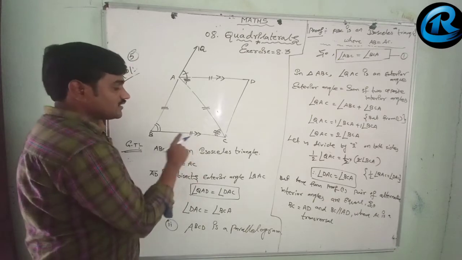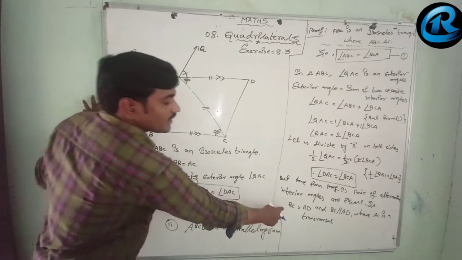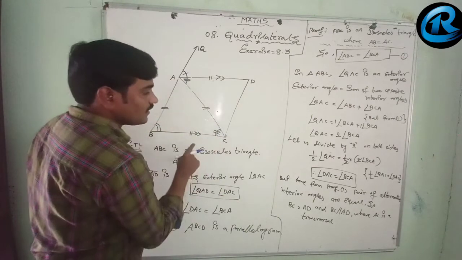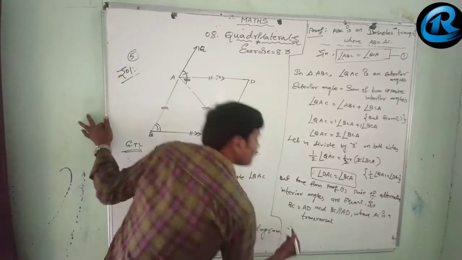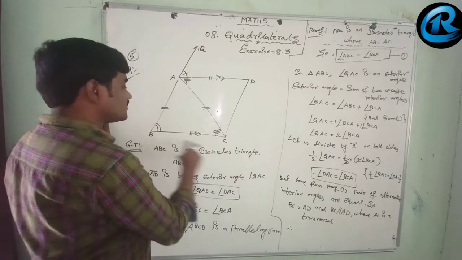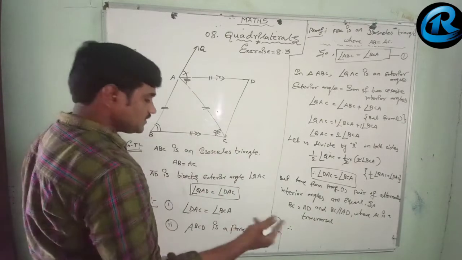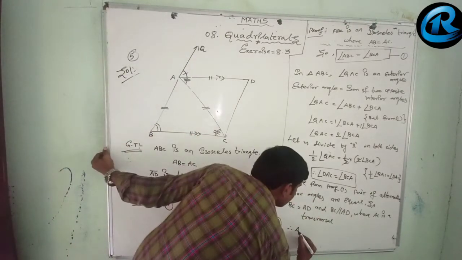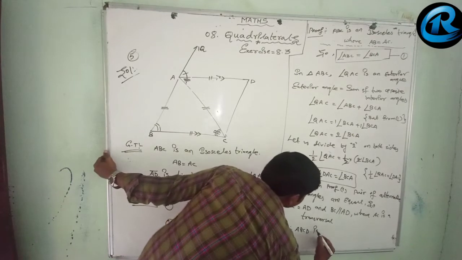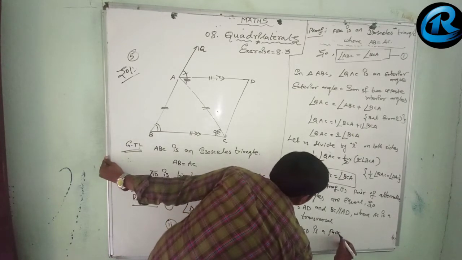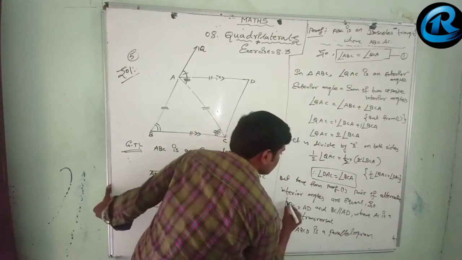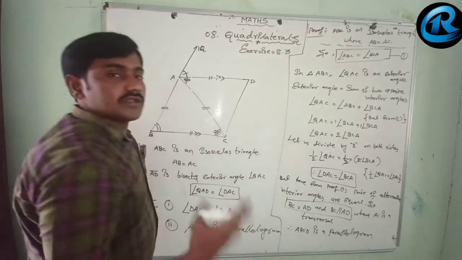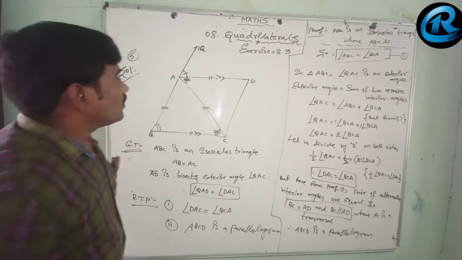So we can say that opposite sides are equal. BC and AD are equal and they are parallel. Therefore, if opposite sides are equal and parallel, we can say ABCD is a parallelogram. Opposite sides equal and parallel is enough, we can call it a parallelogram. Okay?